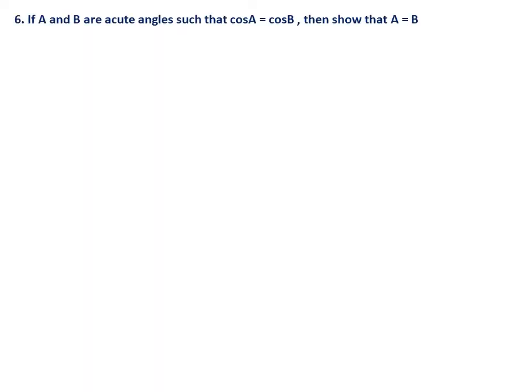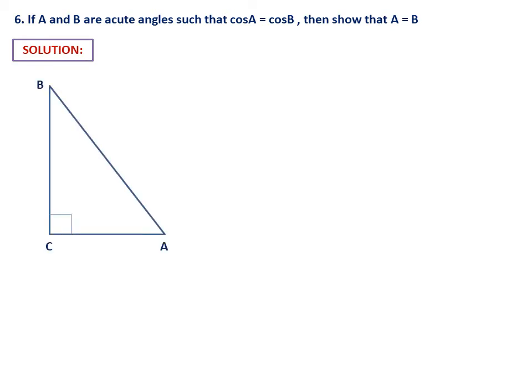Next, the sixth question. Fourth and fifth are exactly similar. Definitely you can solve them. Therefore, I have left those two questions. Now I have taken the sixth question. If A and B are acute angles such that cos A equal to cos B, that means in a triangle ABC, then we have to show that A equal to B. So we have done a similar question in the illustrative example also.